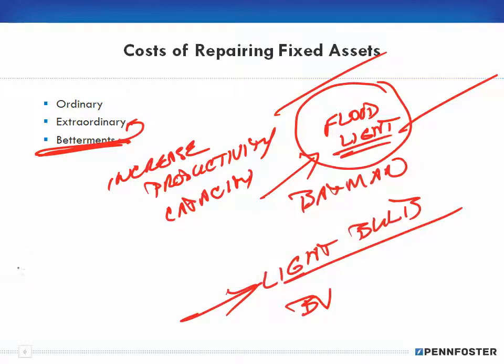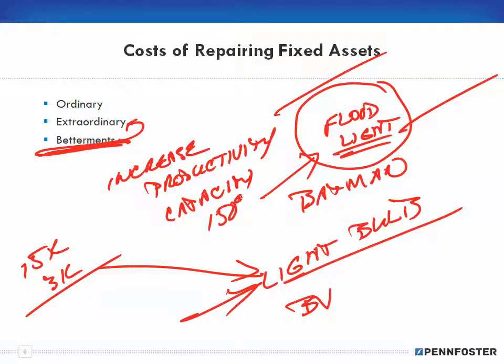So if we originally purchased our floodlight for, say, $15,000, I have no idea how much they cost, but we go out and spend an additional $3,000 on a light bulb that increases the productivity, meaning maybe this bulb lasts 3 times as long and shines maybe 150% brighter. Well, then that light bulb, when we replace it in the floodlight, ends up being part of the book value. So our book value of that floodlight would be $18,000.